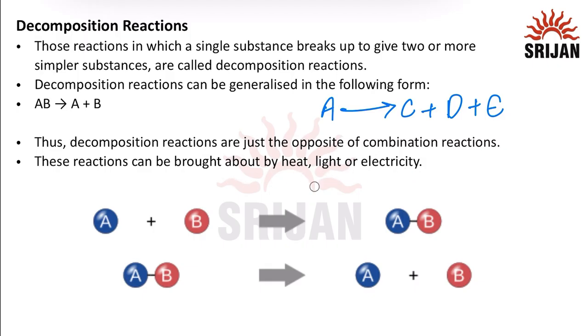Why do we need heat, light, and electricity for these reactions to happen? Because we need to break the bonds. If you want any decomposition reaction to happen, you will have to break the initial bonds. Without breaking the initial bonds, the decomposition reaction will not happen. To break the initial bonds, we need energy, either heat or light or electricity. So the old bonds are broken, and then we get the product.